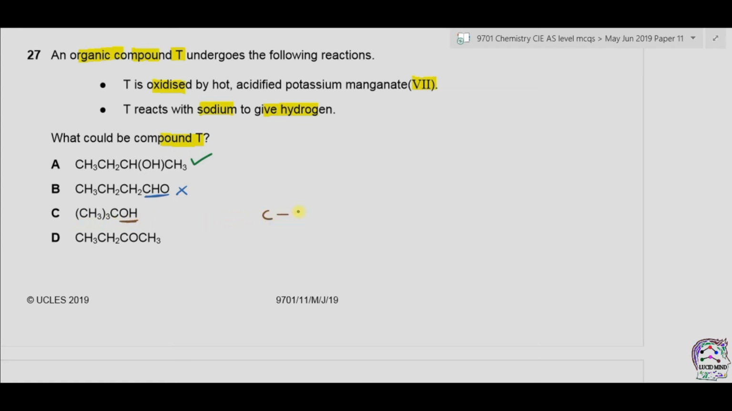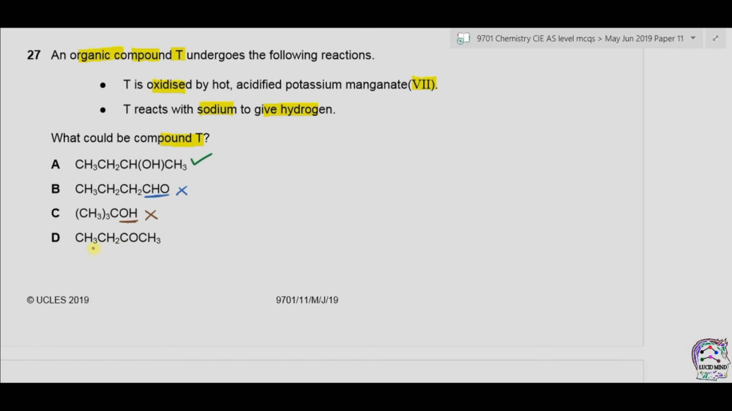Let's draw the structure. As we can see that with this carbon atom, 3 carbon atoms are directly attached, so this is a tertiary alcohol. And you should know that a tertiary alcohol does not oxidize to form any product, while it can react with sodium metal to form sodium alkoxide, along with hydrogen gas. So as only one reaction is possible, this is incorrect.